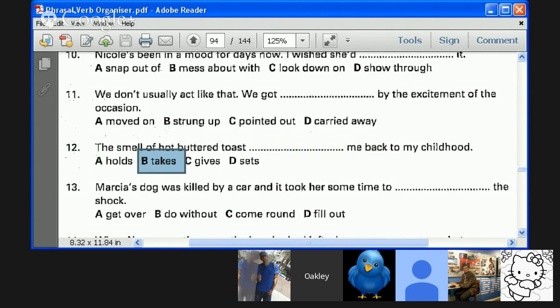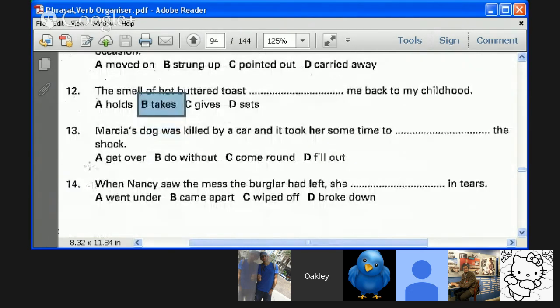Okay, last one in the group here. Felipe, number 13. Okay. Marcia's dog was killed by a car and it took her some time to get over the shock. Excellent. Get over the shock. Make sure you've got the SH sound. Shock. That's it.